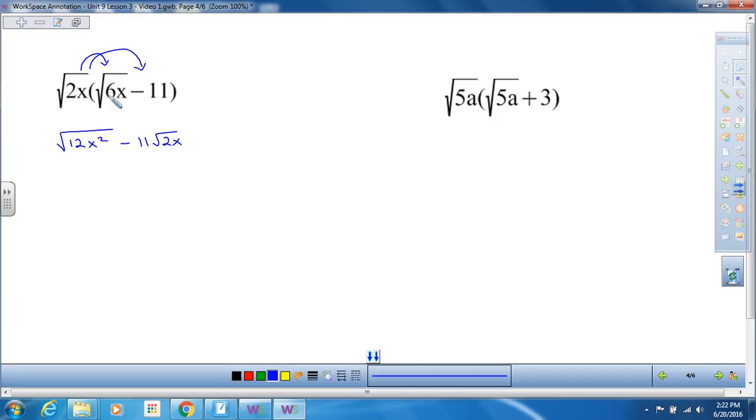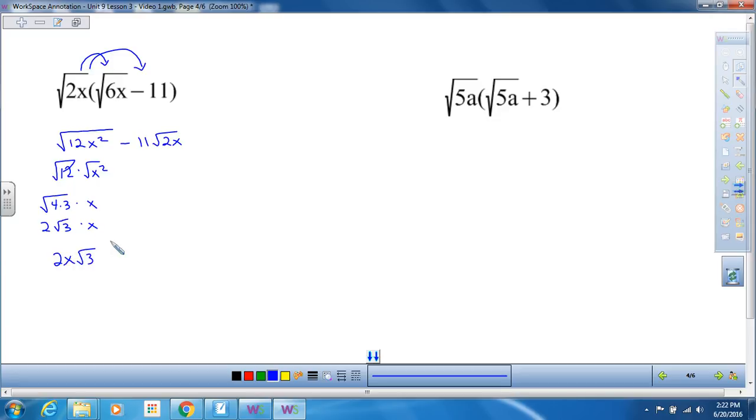So first, what I do, I'm going to separate and then simplify each one. So 12, 4 times 3, which is 2 square root of 3. x squared is just x. And then I combine what's on the outside together, so 2x square root of 3.